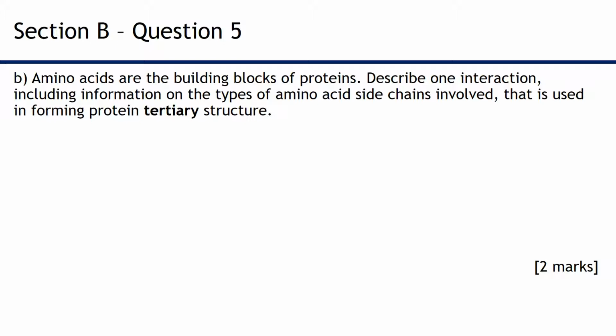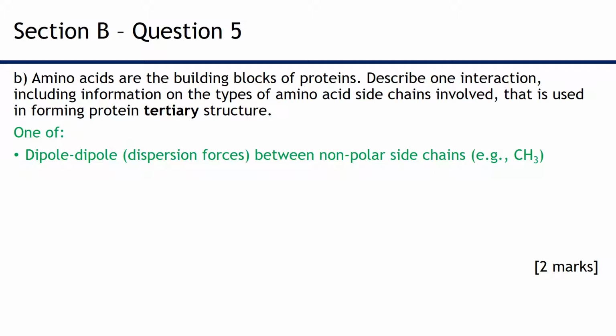Then in part B, you're told that amino acids are the building blocks of proteins. Describe one interaction, including information on the types of amino acid side chains involved, that is used in forming protein tertiary structure. This is a bit of a recall question. You need to think about the interactions that are used in tertiary structures, and you could have had any one of the following. You could have said dipole-dipole, or dispersion forces between nonpolar side chains, such as CH3.